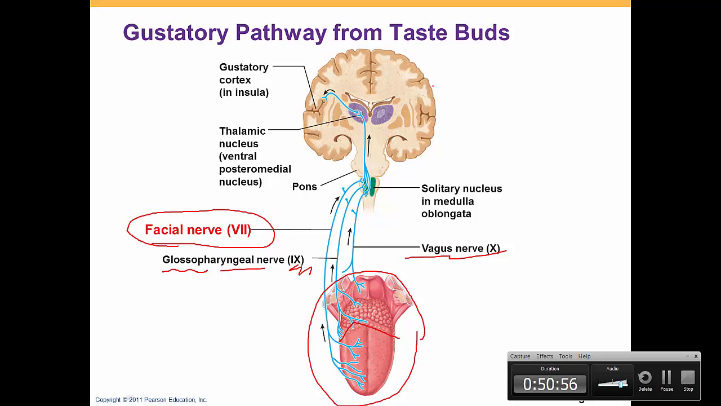So again, for taste sensation, you have 3 different cranial nerves that are responsible for carrying taste sensations from your tongue. The anterior 2/3, facial nerve. The posterior 1/3, glossopharyngeal and vagus nerve. The other sensations that are not taste, like touch, for example, if you touch your tongue, anterior 2/3, these ones are carried by cranial nerve number 5, which is the trigeminal nerve.